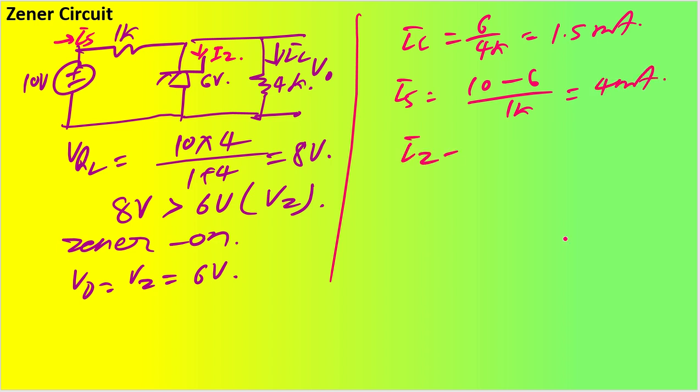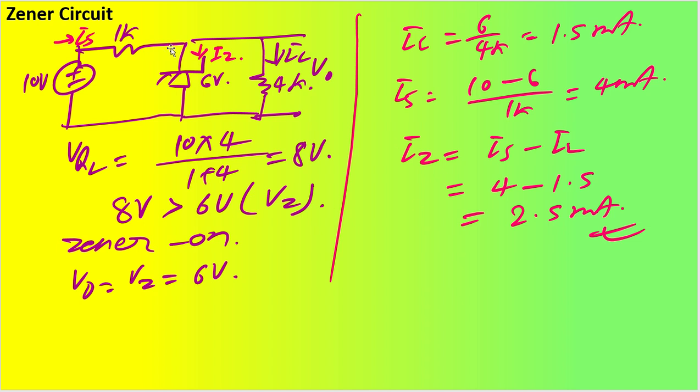And what will be my IZ? The current flowing through the Zener diode, you know already, is the total current IS minus the load current IL. So that is going to be 4 minus 1.5, that is 2.5 milliampere. So now you have a very clear idea of how to solve Zener circuits when the Zener is on. Basically it is going to act as a voltage regulator, that is, the output will always be regulated to 6 volt, that is clamped to 6 volt.